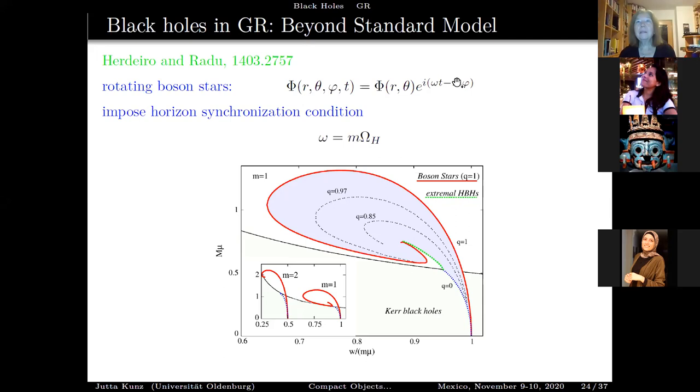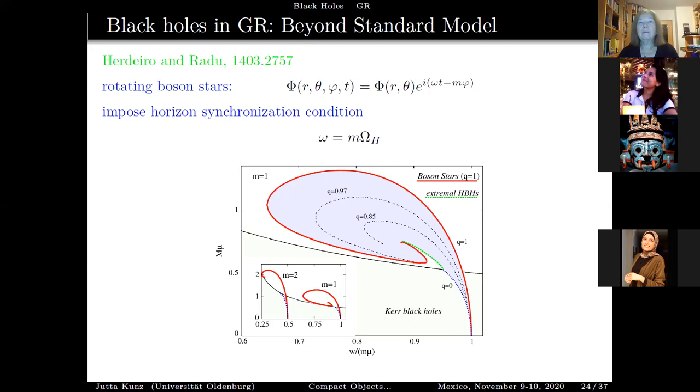And then for such an ansatz for this field and imposing at the horizon this condition that is being called horizon synchronization, that the frequency omega is precisely equal to that integer m times the horizon angular velocity of the black hole, then one does get black holes, hairy black holes or Kerr black holes with scalar hair, as they have been termed often.